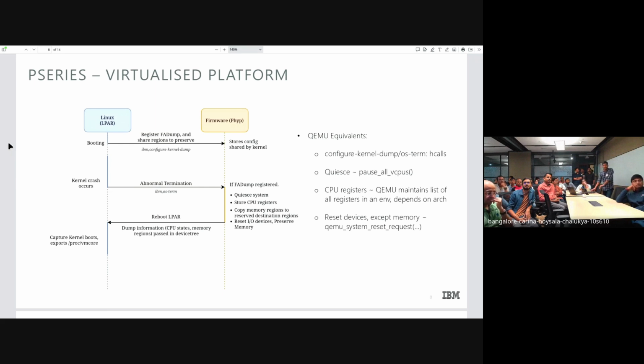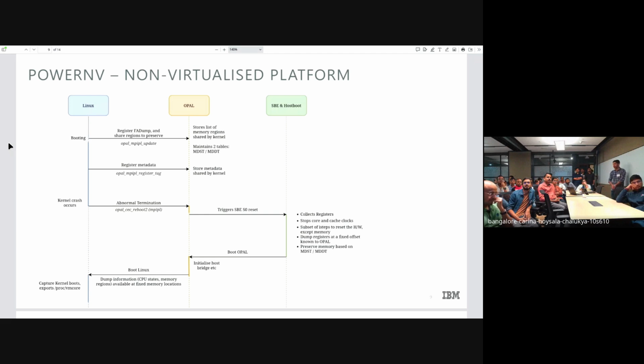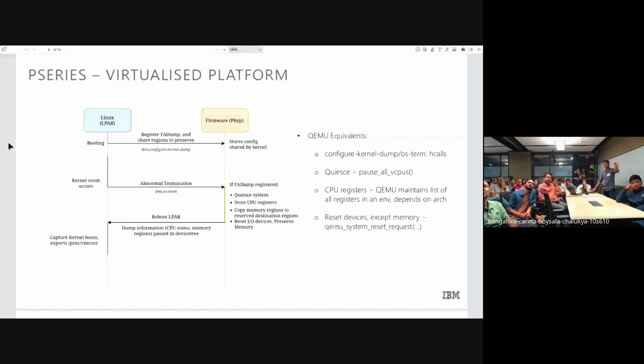We'll quickly show the more complex case of PowerNV, where the firmware is not just one simple firmware. The firmware also has relocation and all, and it's like a multiple sequence of things. The OPAL you see there is the firmware. SBE is the CPU boot engine, and hostboot is another one, an early stage of firmware, you can say. As you can see here, there are more things involved, but the idea is the same as this pSeries one. The idea is as simple as register and abnormal termination.